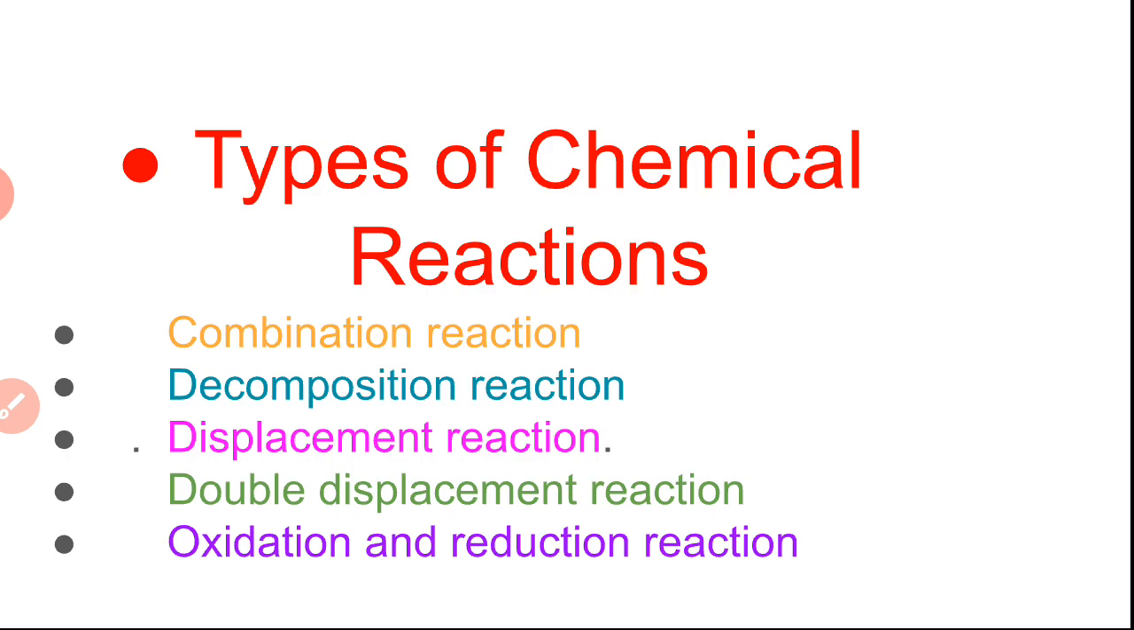Chemical reactions can be divided into 5 types. These are combination reactions, decomposition reactions, displacement reactions, double displacement reactions, and oxidation and reduction reactions.